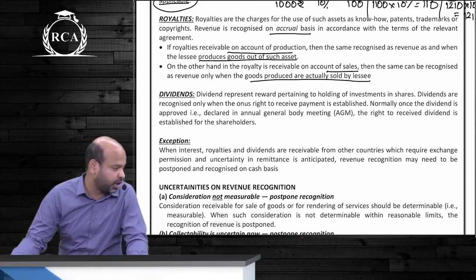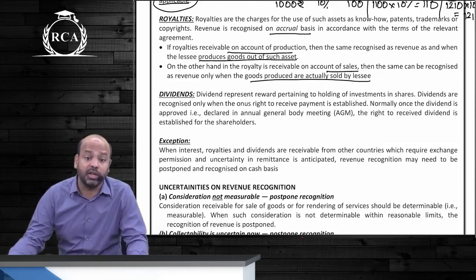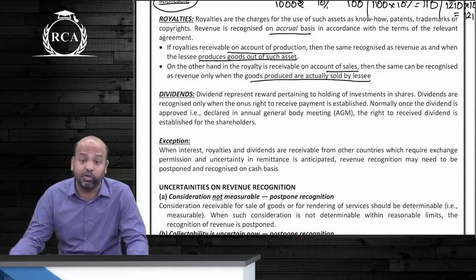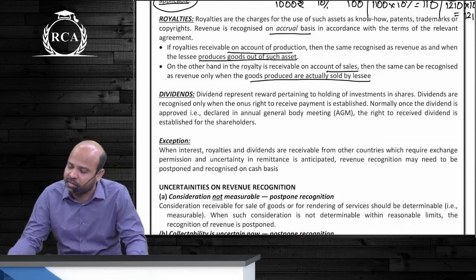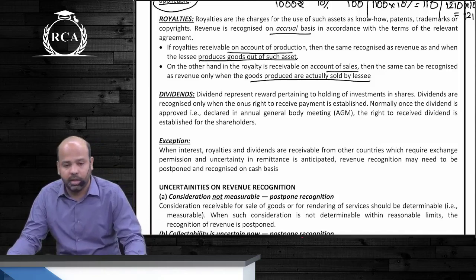Whenever you are postponing revenue recognition, if at all the conditions are met in the subsequent periods, you will have to recognize that as revenue, beta, in the period in which the conditions are met. Are we clear about this?